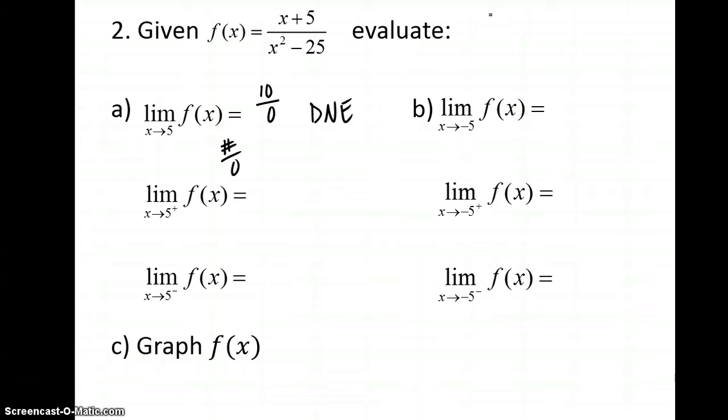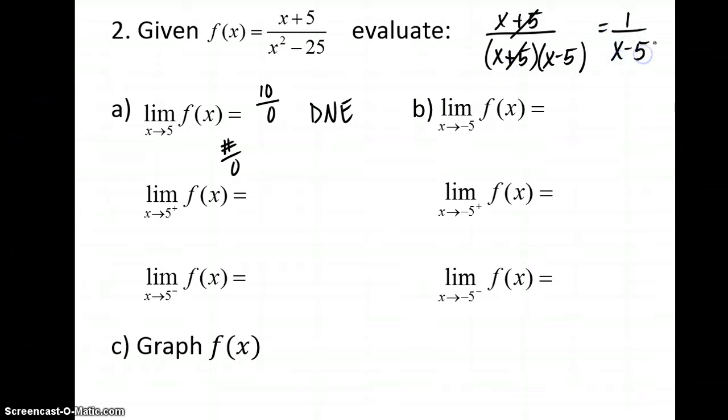So what we're going to do, I'm going to factor the denominator. We know that's difference of perfect squares. I cancel out the x plus 5's. And my function now simplifies to 1 over x minus 5. To determine the limit from the right-hand side, okay, I already know that the one-sided limits are going to be positive or negative infinity.